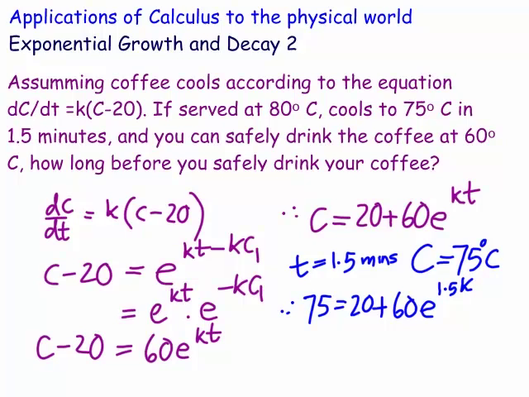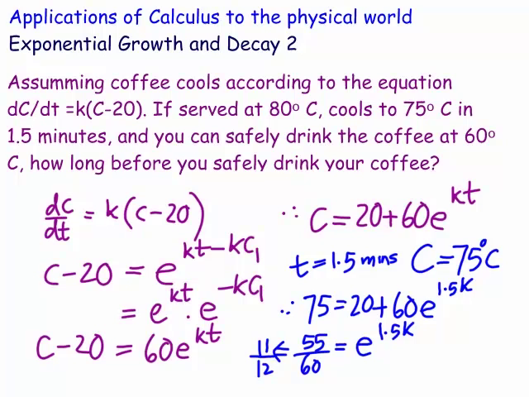Okay, so we then have to rearrange this. We take 20 off both sides, and we get 55 divided by 60, so 55 over 60, which we can see is 11 over 12. That's equal to e to the 1.5k. Now we're going to have to take the logs of both sides, as you can see here, to bring that 1.5k down.